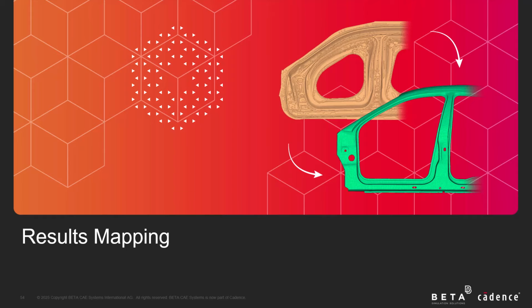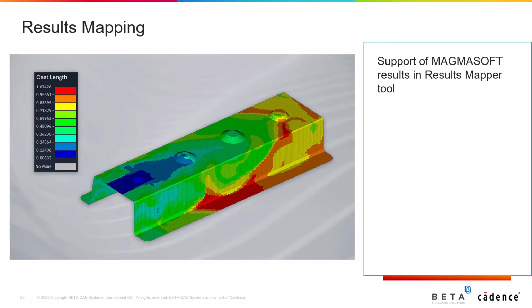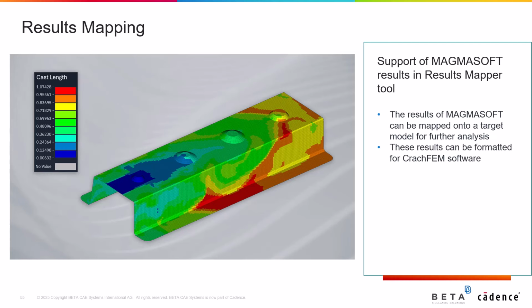Now, let's move on to the results mapping. In the Results Mapper tool, support for Magmasoft results has been added. These results can be formatted for use in CratchFem software. The M2S results file can now be used in the Results Mapper to map results such as porosity, liquid to solidification, and cast length, enhancing the versatility of the mapping process.